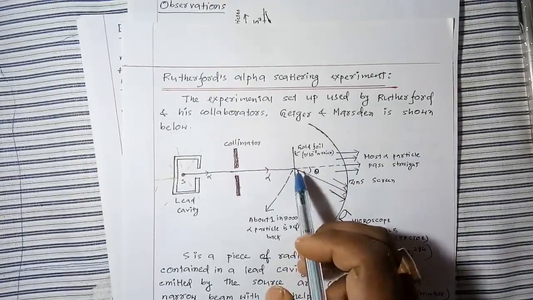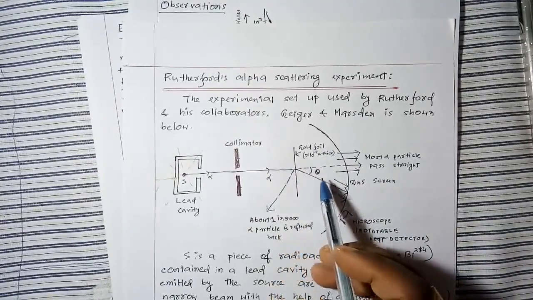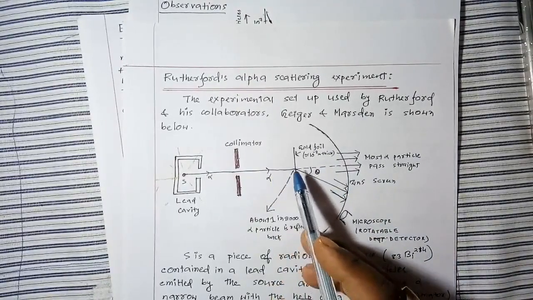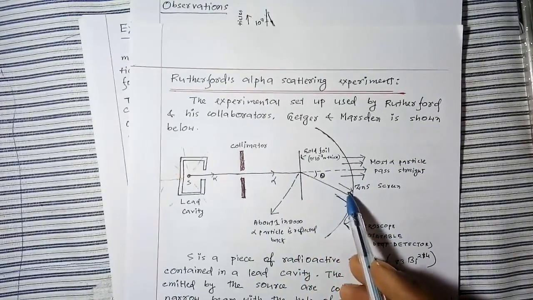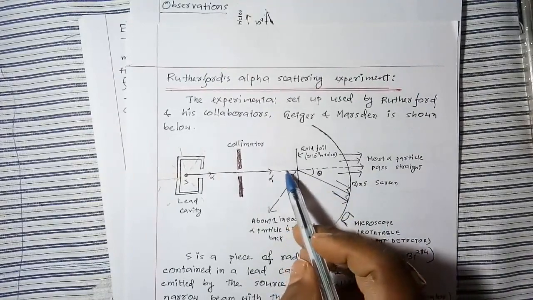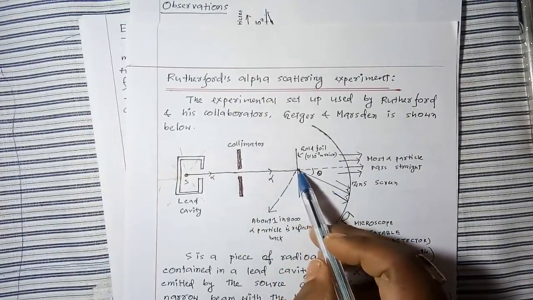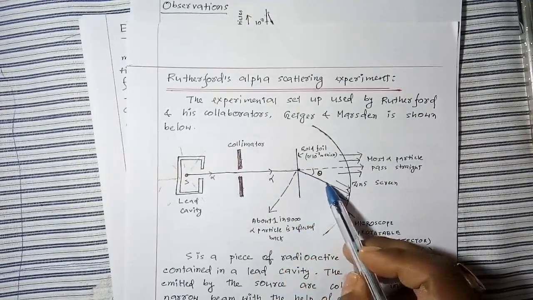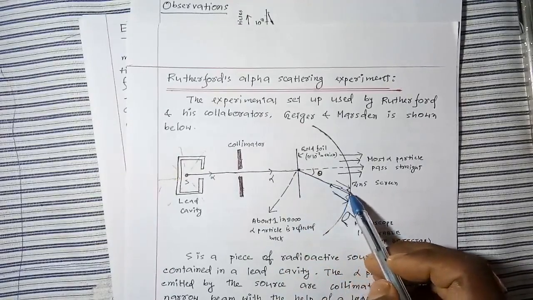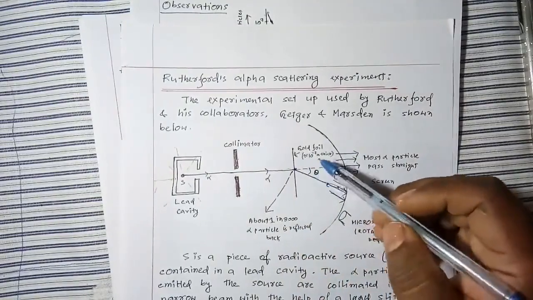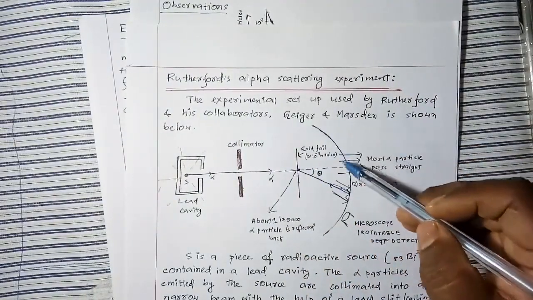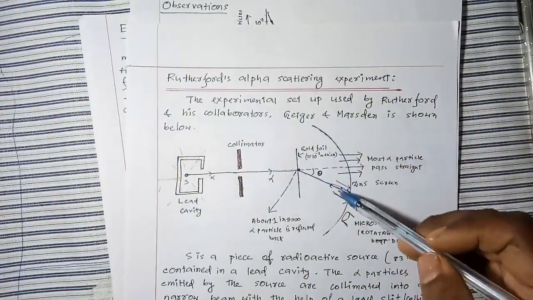And what will happen whenever the alpha particles fall on the gold foil? They are scattered. I will discuss the observations, but let me tell you for timing, they move through the gold foil at different angles. Suppose one alpha particle falls on the gold foil here and moves in this direction. This is one alpha particle coming, falling on the gold foil, moving through it, and moving in this direction. Is it okay?